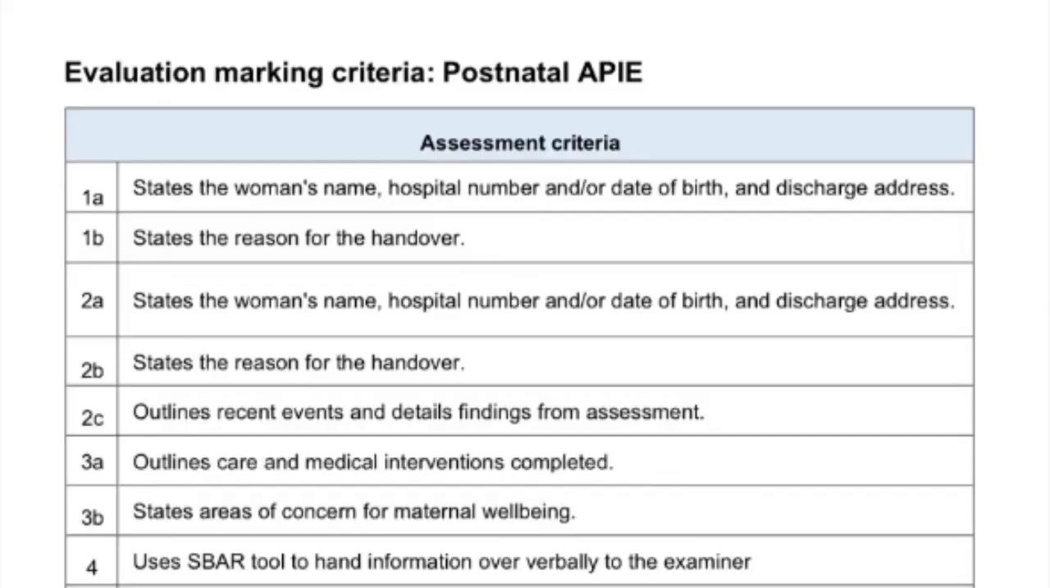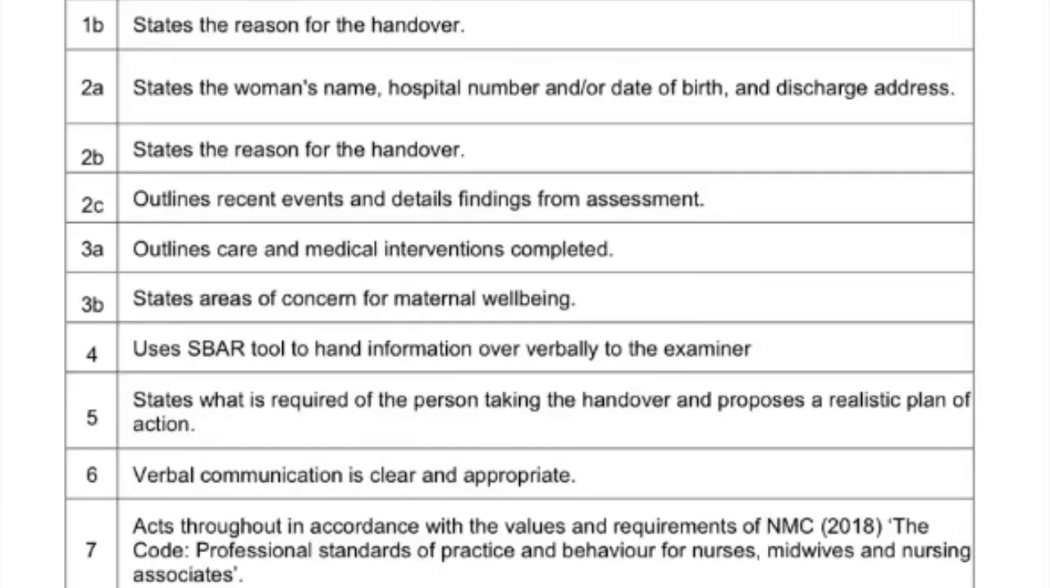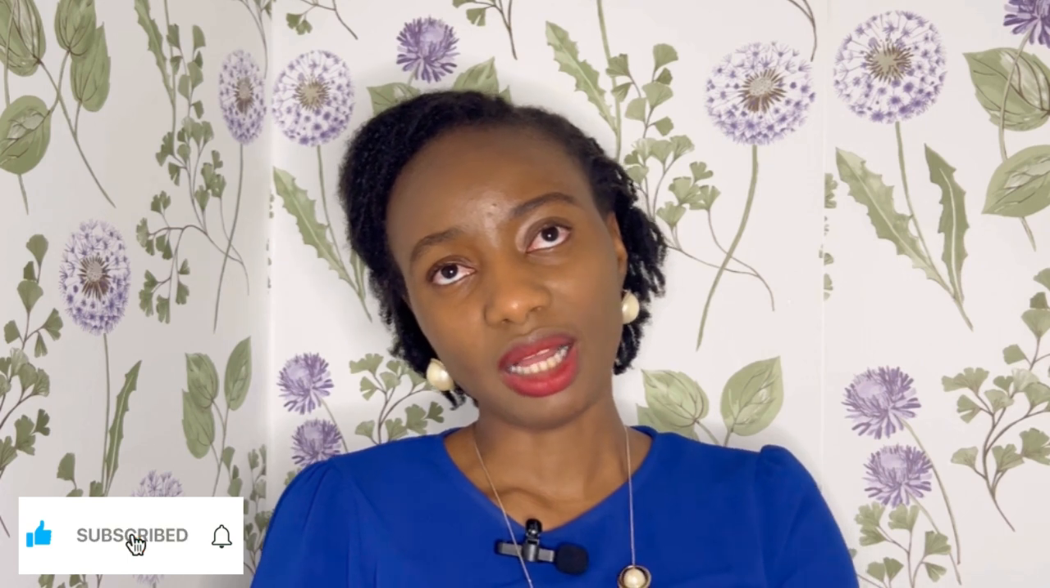postnatal scenario. So for the postnatal scenario, it says states the woman's name, hospital number, and or date of birth and discharge address. So because this is postnatal, you want to also state her discharge address. Where does she live normally? So don't forget that. States the reason for handover. She presented with, or you went in to see her at day 2, day 5, day 10, and then you saw she had mastitis, she had feeding issues, and that has been resolved now. So we are handing over.